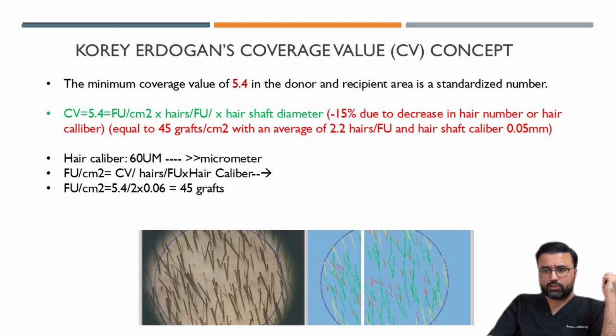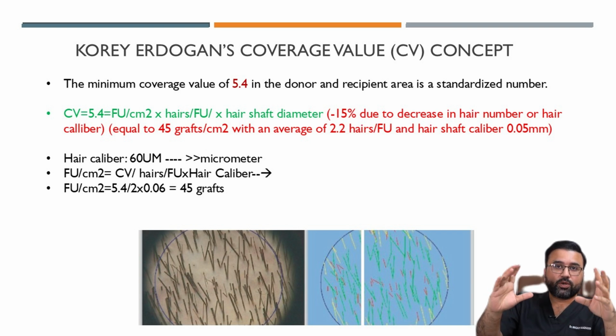Now we come to the most important part and the pillar of my presentation, this slide, that is Currie-Erdogan's coverage value concept. The minimum coverage value of 5.4 has been determined by Currie-Erdogan and his predecessors. Like, we are impressed by Currie-Erdogan, Dr. Mughis Amin, Dr. Humayun Mohammed, Dr. Anil Riaz, Dr. Waris Anwar. Similarly, the people by whom Dr. Currie-Erdogan was impressed, he has quoted their writings and concluded that the coverage value should be 5.4.